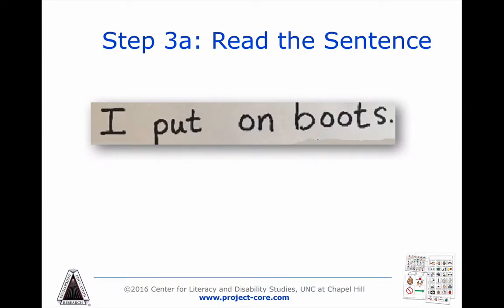During step 3, students work with sentence strips. First, the teacher gives the student a copy of the sentence they created on a single sentence strip. The student is encouraged to read the sentence, even when it is clear that the student cannot read just yet. The adult might support the student in reading by pointing to and saying each word.